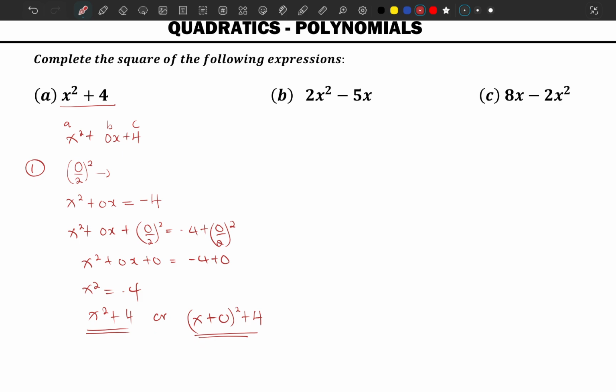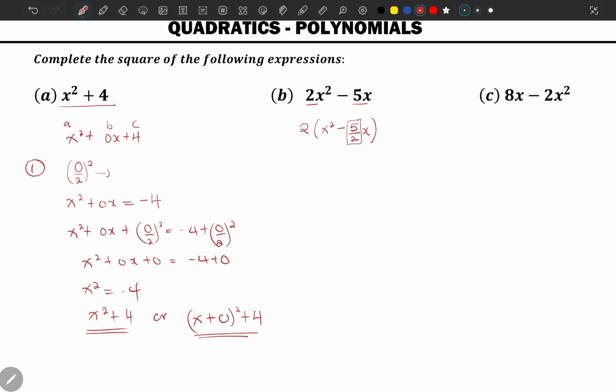Okay, what about b? For b, we have the coefficient of x as negative 5. From there, we factor out. Remember, the term x squared should always be alone. So to do that, we factor it out. If I factor it out, I remain with x squared minus 5 over 2x. Now that I have factored it out, I'm in the right direction. Then I'm going to find half of this, then I square it.